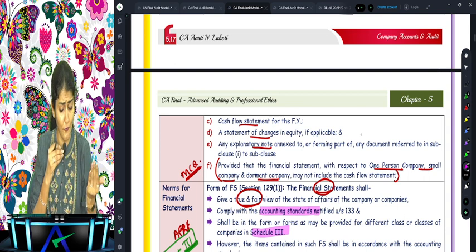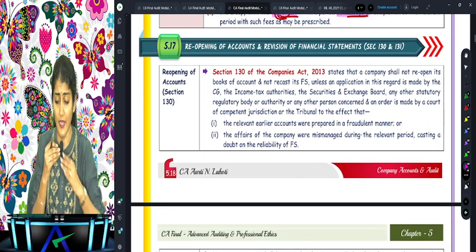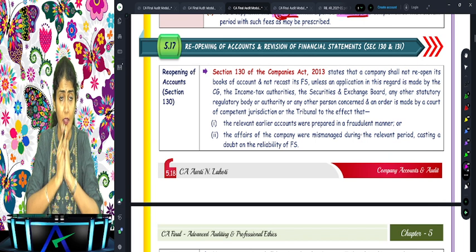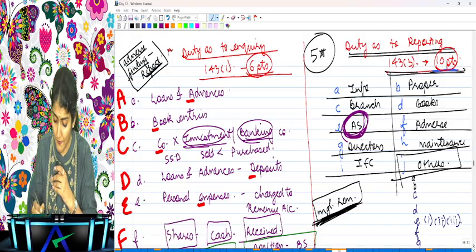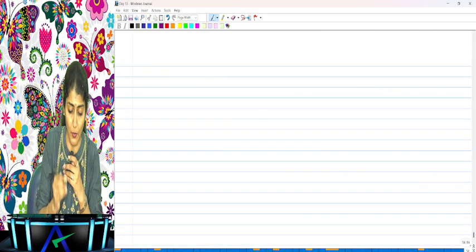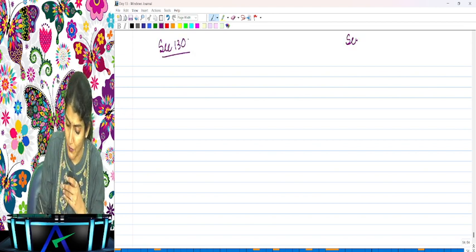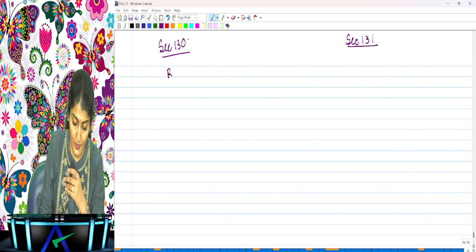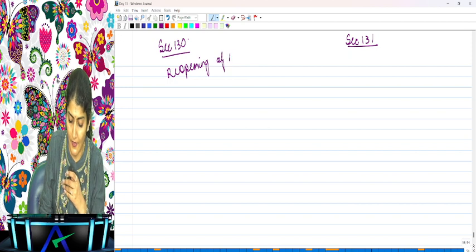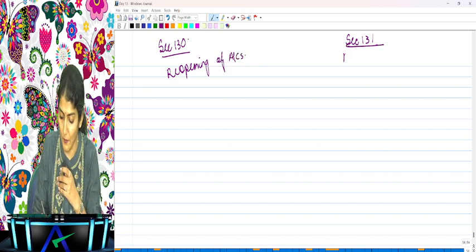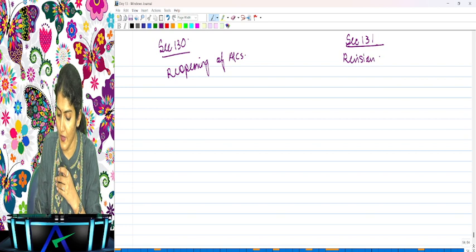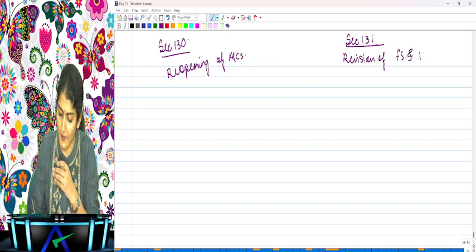129, financial statements. Now coming to 130 and 131, which is regarding the reopening of the accounts and the revision of the financial statements and the board report. Right? So this is trending. Section 130 and section 131. What is 130? Reopening of the accounts. And what is 131? Revision of the financial statements and the board's report.